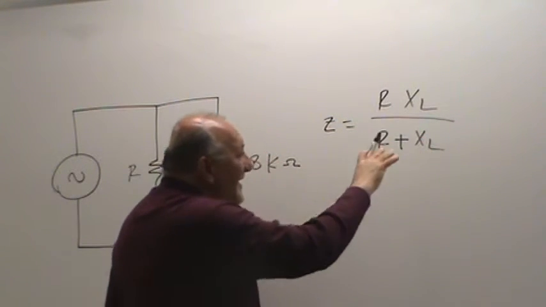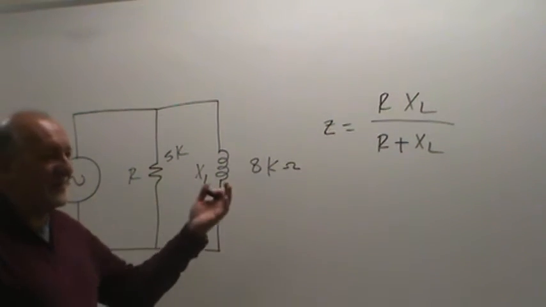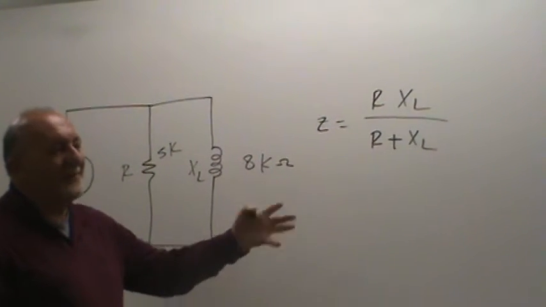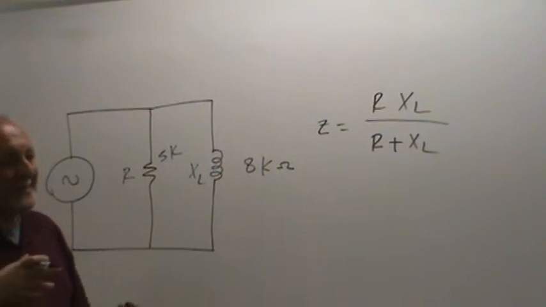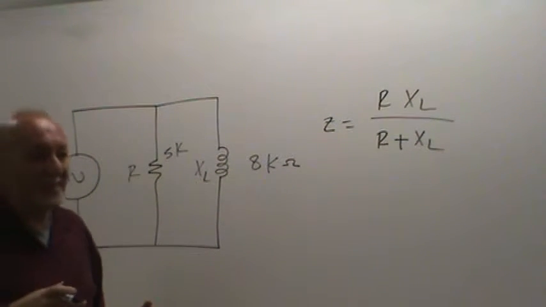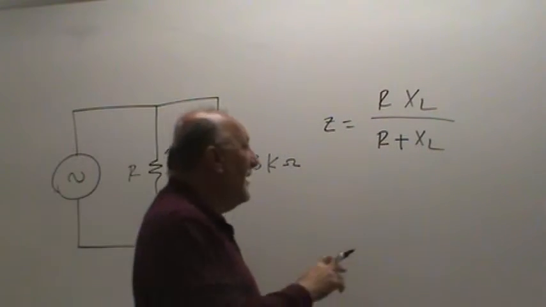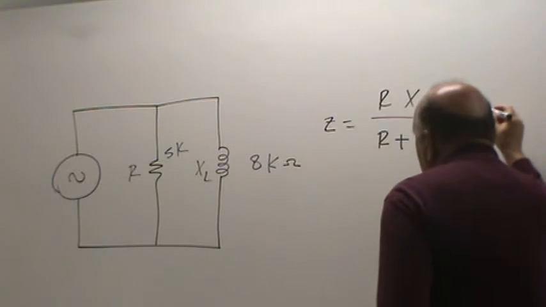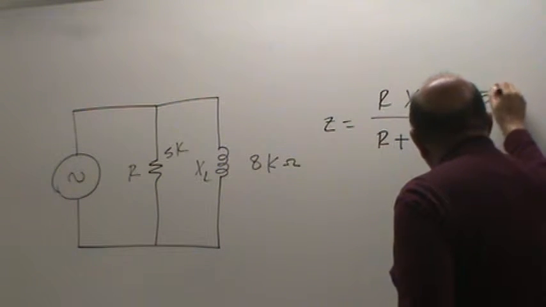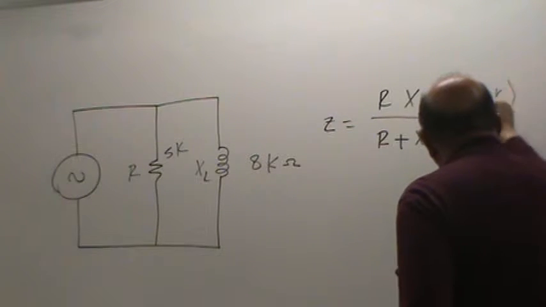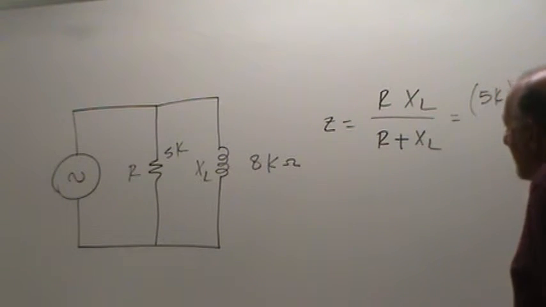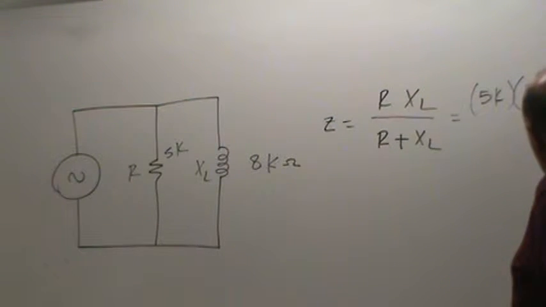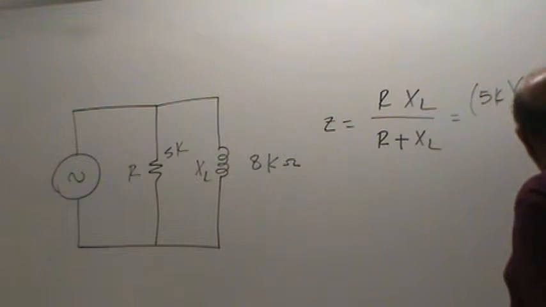But it looks kind of easy like that, but it's not, because these are vectors. So I can't just put X of L in there. I have to actually put the angles. And that's what makes things a little more difficult. So let's take a look at this and see how we approach that. So over here, R, which is 5K, times X of L, which is 8K. We know X of L angle is, in this case, 90 degrees.